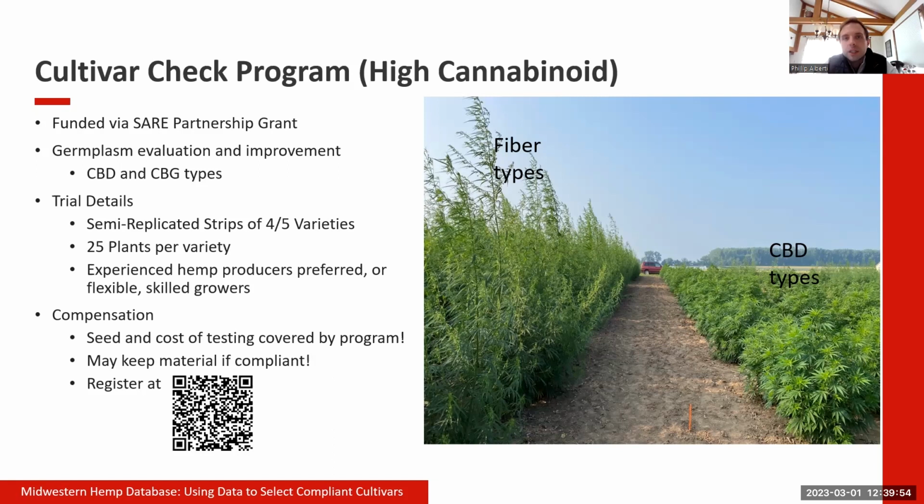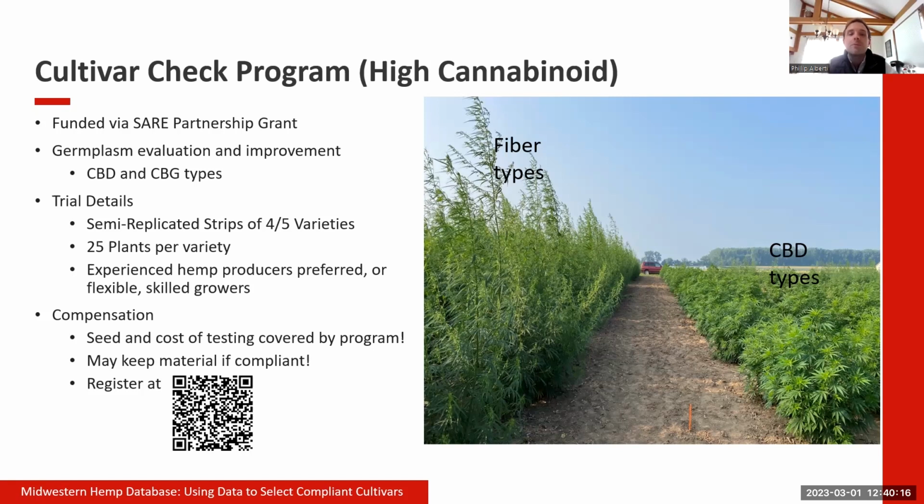With regards to the high cannabinoid hemp, we have the Cultivar Check program. This is funded via the SARE partnership grant, of which we were awarded again and will continue for the next few years. And this is looking at CBD and CBG type hemp. We're looking for growers to grow replicated 4 to 5 varieties, about 25 plants per variety. And we're looking for experienced growers.